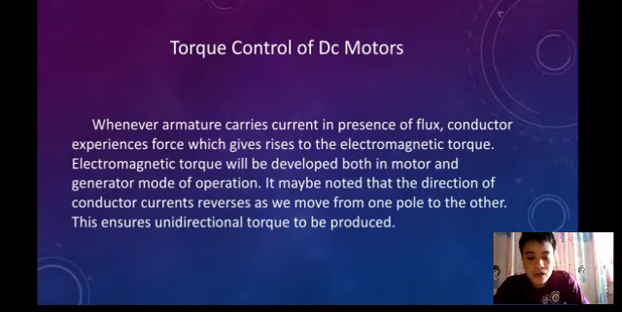The torque control of DC motors. Whenever the armature carries current in the presence of flux, the conductor experiences force, which gives rise to the electromagnetic torque. Electromagnetic torque will be developed both in motor and generator mode of operation. It may be noted that the direction of conductor currents reverses as we move from one pole to the other. This ensures a unidirectional torque is produced.